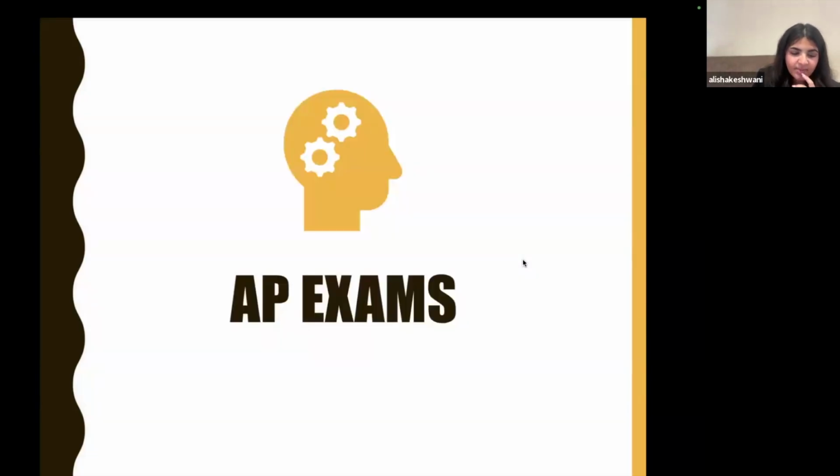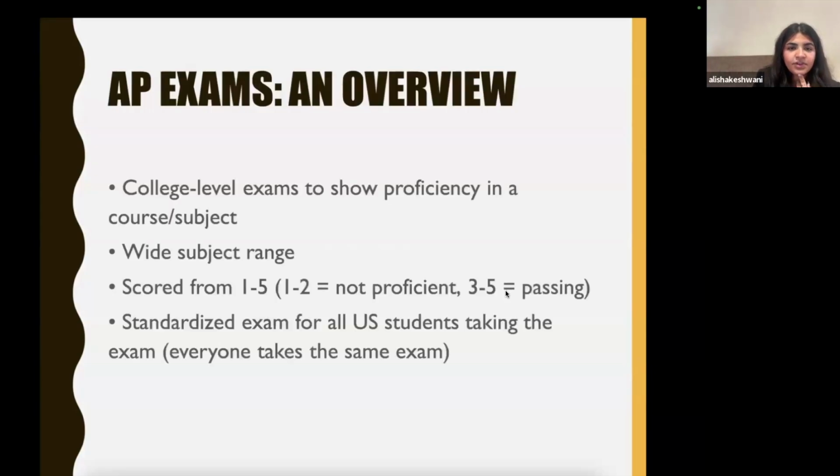Okay, so now getting into AP exams a little bit. For an overview, these are basically college level exams that people generally take after taking that course. And they're basically made just to show proficiency in that subject. So unlike the SAT and ACT, these are going to be focused on a specific subject, and there's a very wide subject range of different exams you can take.